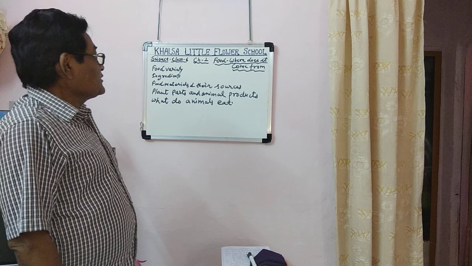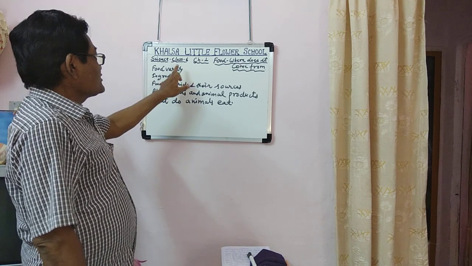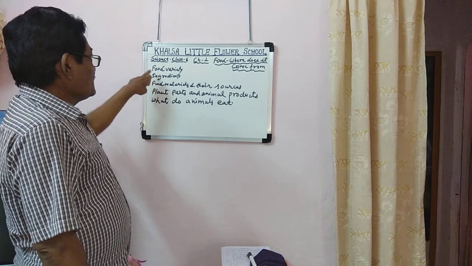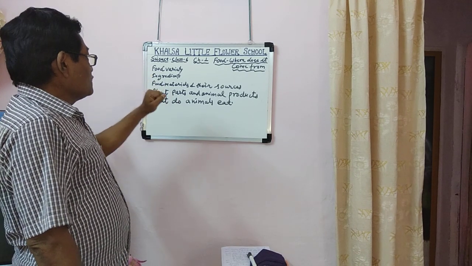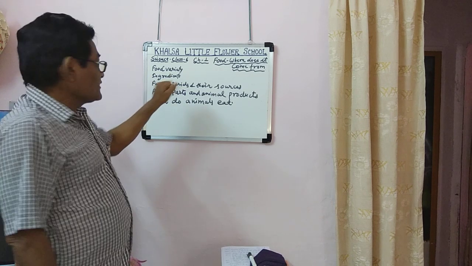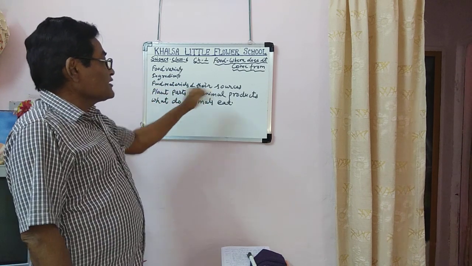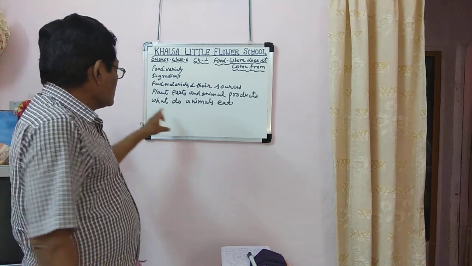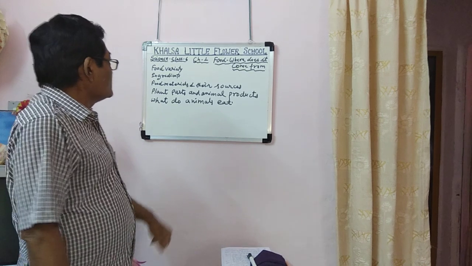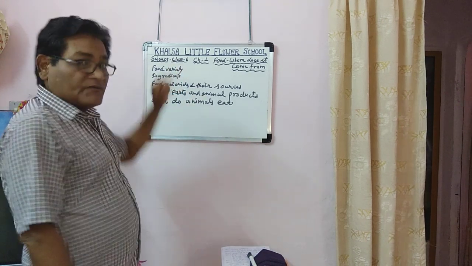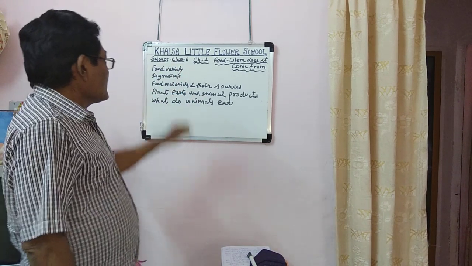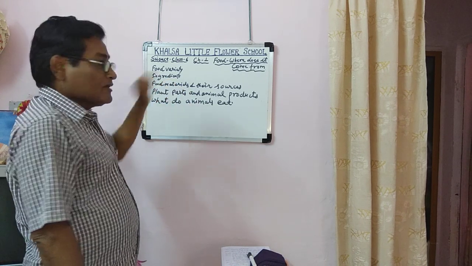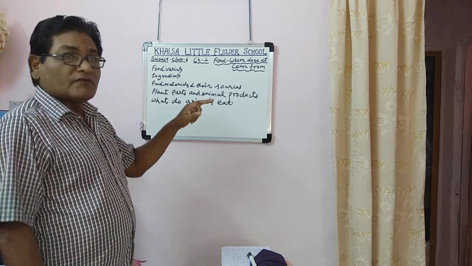In the previous lecture, you have studied the first chapter, Food: Where Does It Come From? In this lesson, we have studied different types of food varieties and their ingredients, food materials and their sources, plant products and animal products, which are edible. And what do animals eat? In the first point we studied there are different types of food varieties and they are made up of materials called ingredients. For example, we have to prepare roti, it is made up of flour and water.